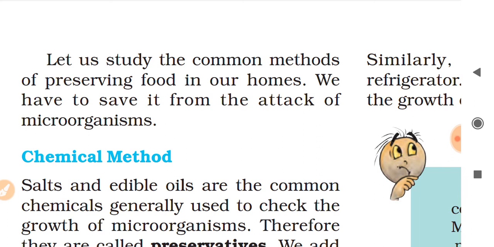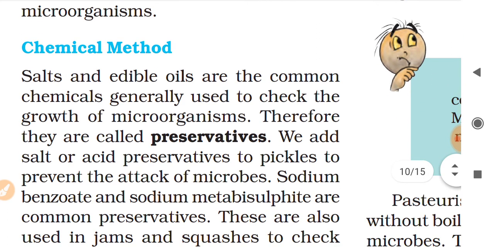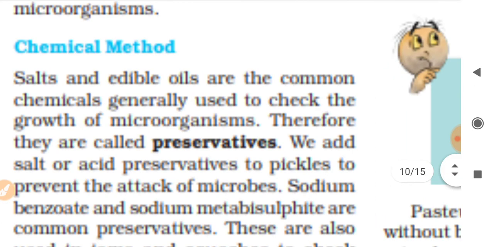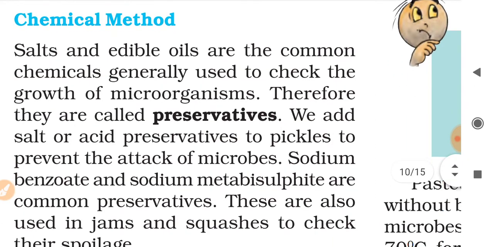Okay, we have to save it from the attack of microorganisms. So some chemical methods are also used. Salt and edible oils are the common chemicals generally used to check the growth of microorganisms. Therefore, they are called preservatives. Okay, salt and edible oils.